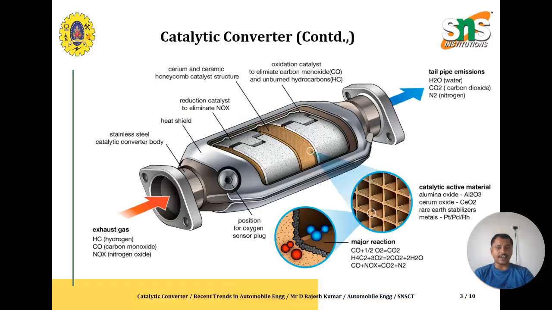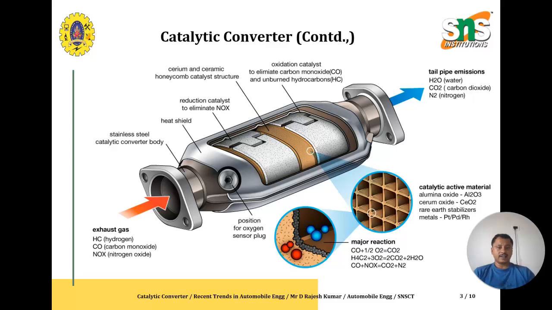What is present in a catalytic converter? A catalytic converter has different components. You can see the slide. It eliminates hydrocarbon, that is HC, carbon monoxide, that is CO, and nitrogen oxide, that is NOx. So these are the harmful gases that are present in the burnt fuel.